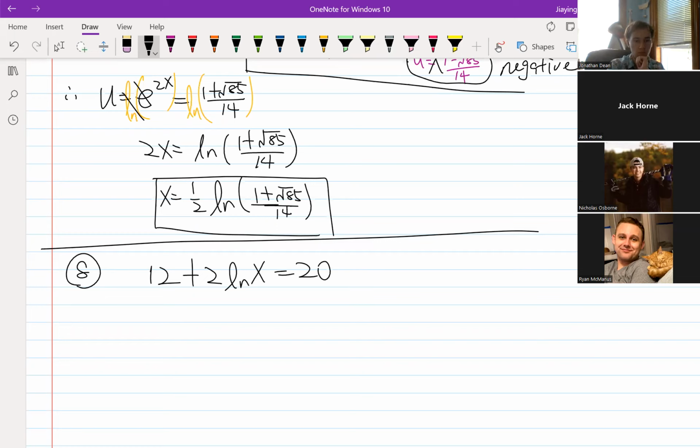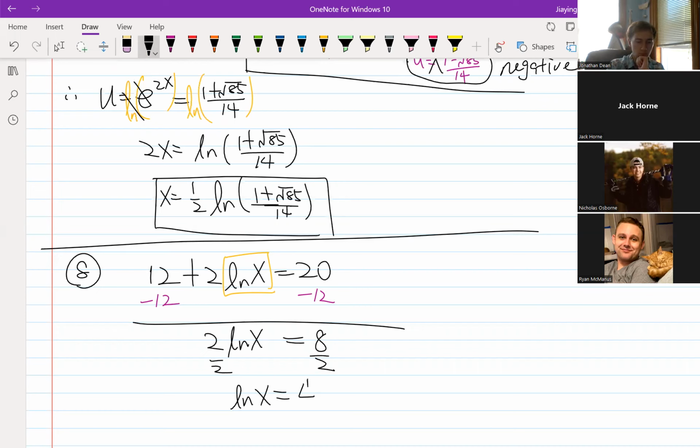So the x here is inside the natural log, right? So that means when we isolate, we're going to have to isolate this term at some point and then get the x out of there. So what we do is we first get rid of the 12. So we're going to minus 12 on both sides. So we get 2 natural log of x equals 20 minus 12 is 8. We need to continue to get rid of the 2, so divide by 2 on both sides. So we get natural log of x equals 4.